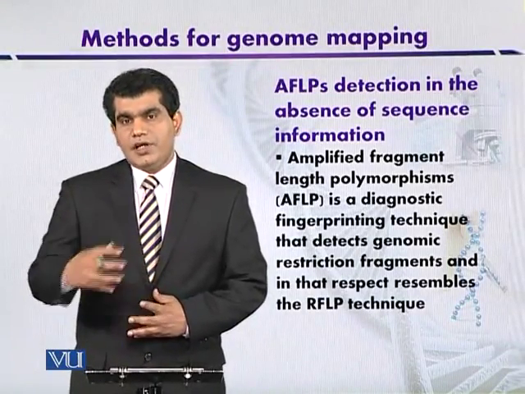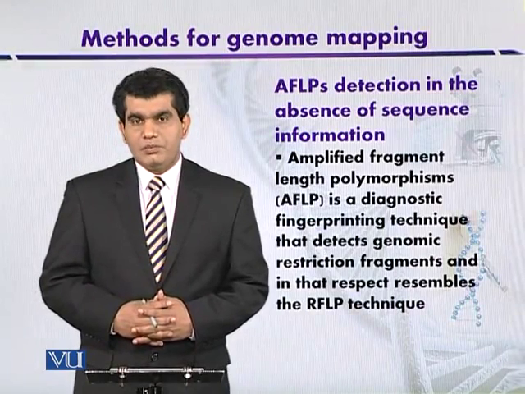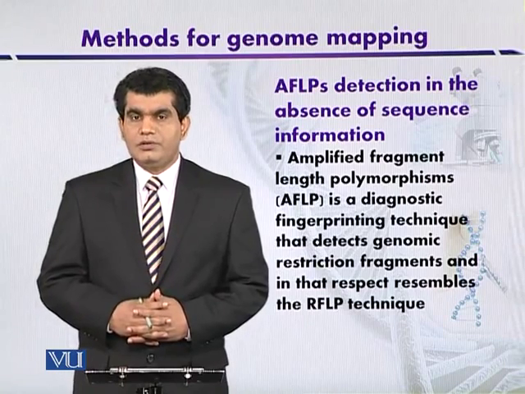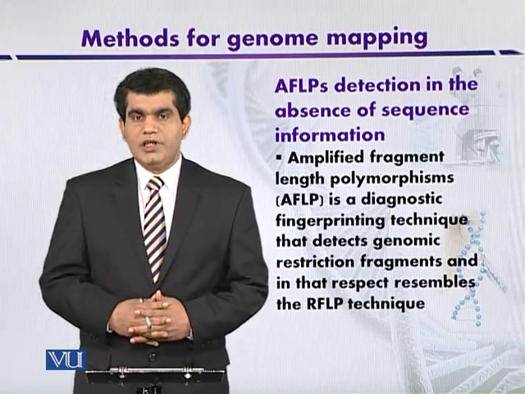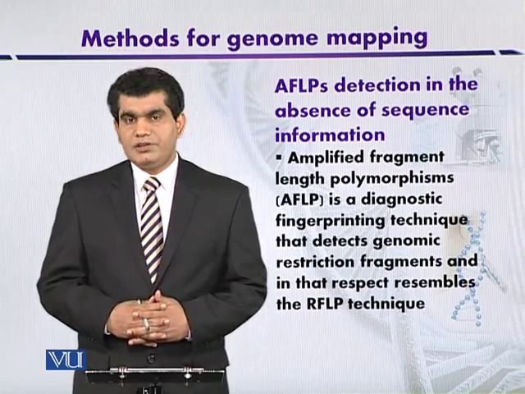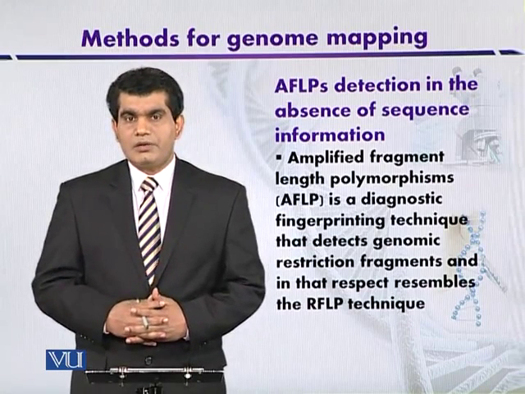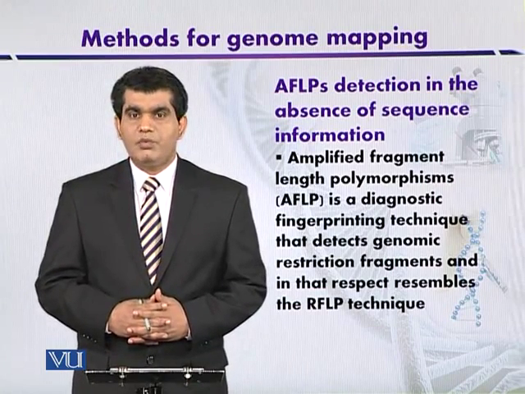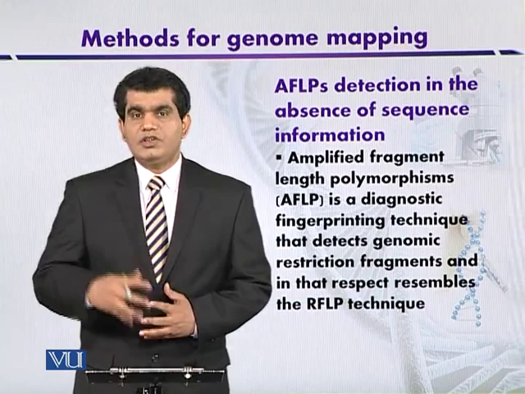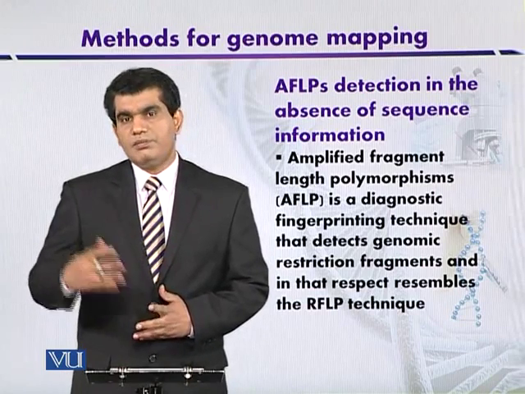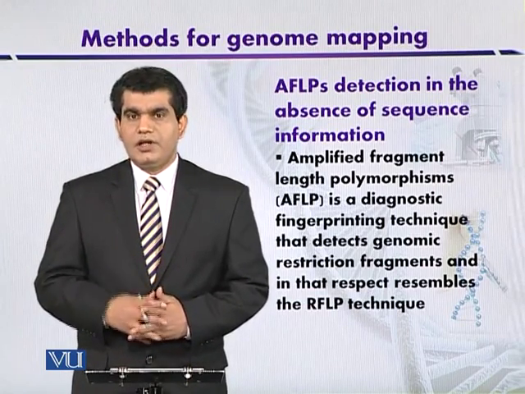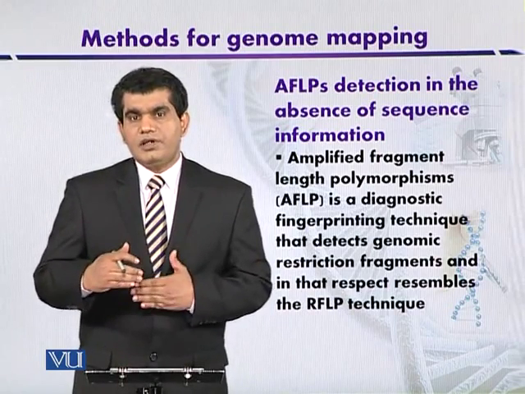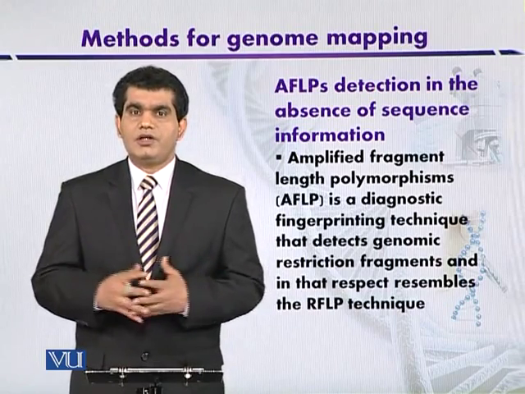AFLP's detection in the absence of sequence information. Another technique that is valuable for the mapping of genomic DNA is AFLP. You have the basic background of AFLPs, that is amplified fragment length polymorphism. It is also a type of DNA fingerprinting technique like the RFLP. Although they work on the same pattern, there are also differences.